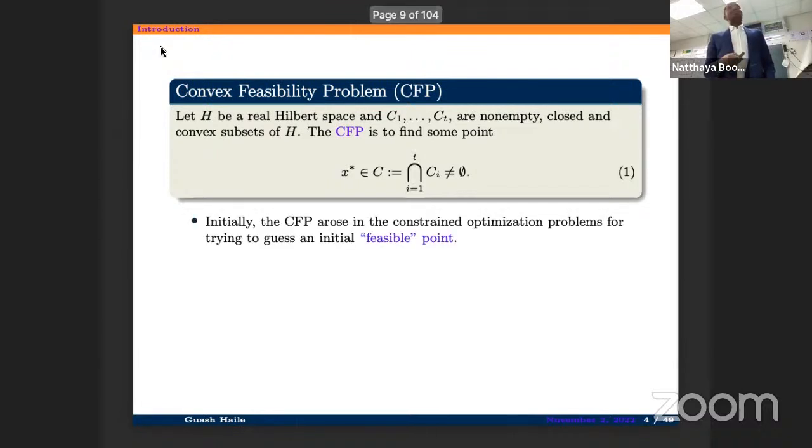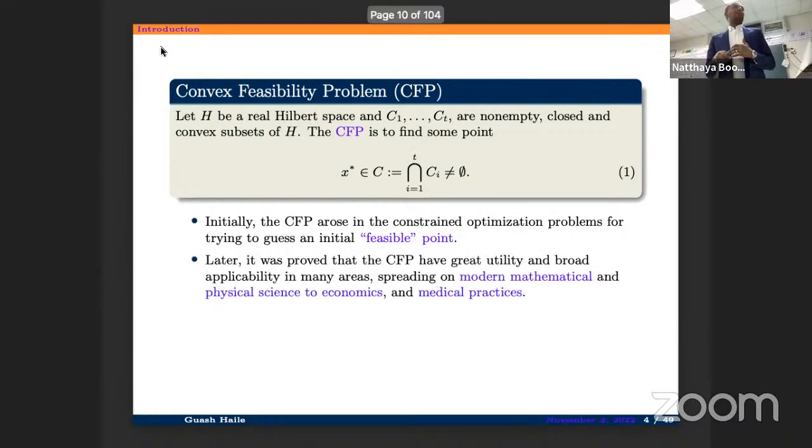This problem was initially introduced in constrained optimization to get a feasible point of the problem, but later it was proved that this problem has great utility and applicability in many areas, spreading from modern mathematical and physical science to economics and medical practices.